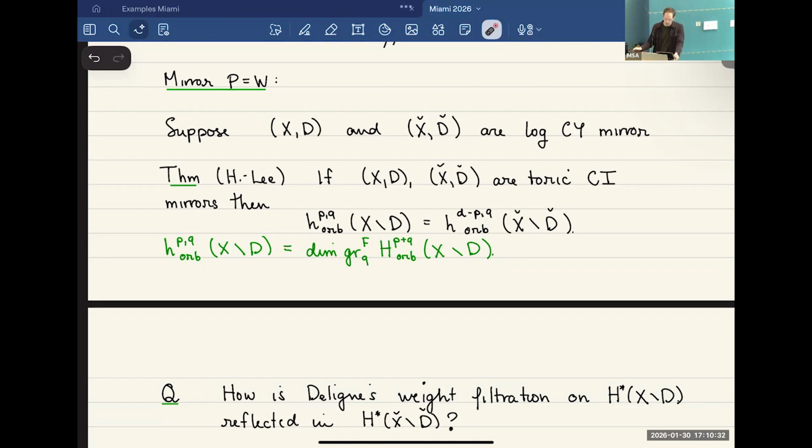And so the question then, if you know about mirror Hodge theory at all, is what does the weight filtration do under this mirror relation? There's always a canonical weight filtration on the cohomology of a non-compact variety. And the question is, where does it go under mirror symmetry? Okay, so that's the idea.